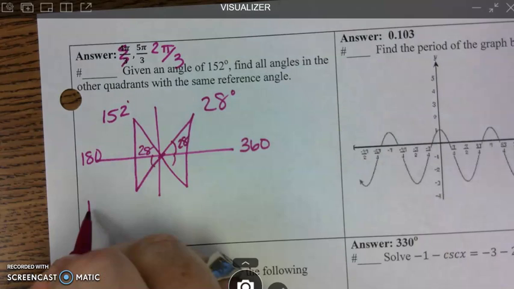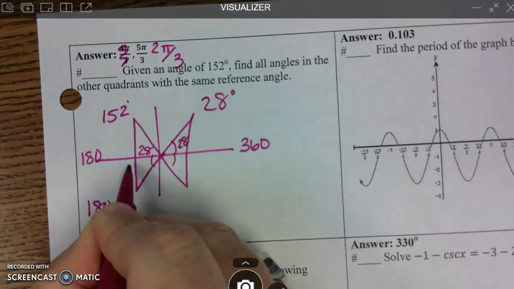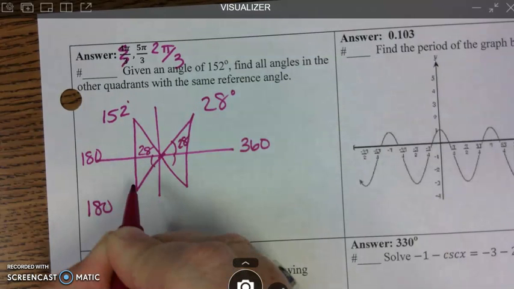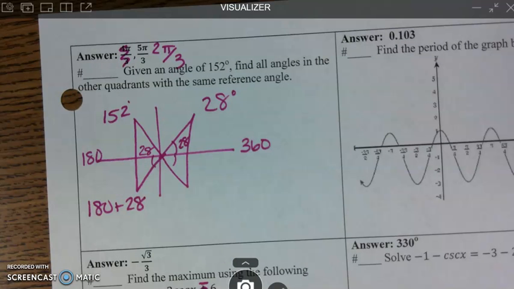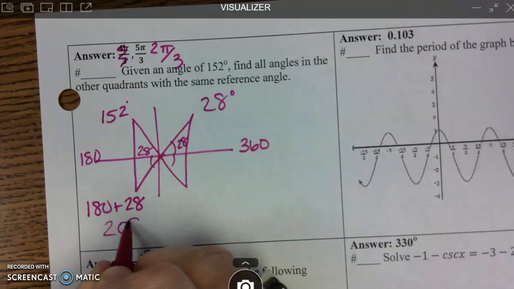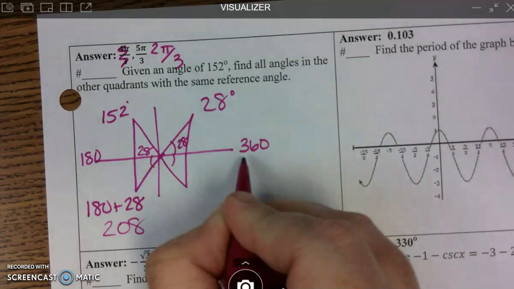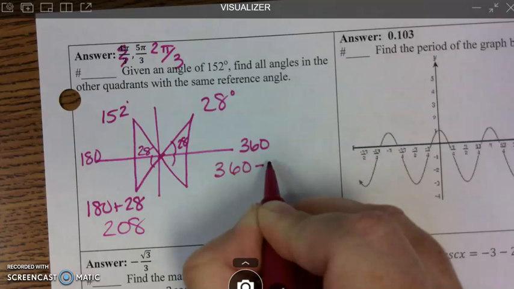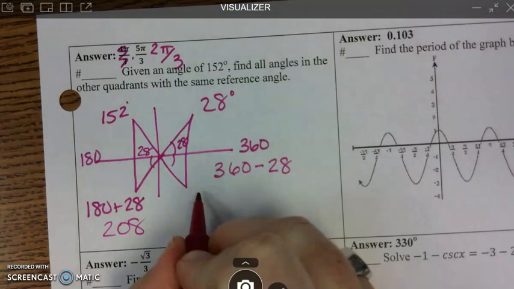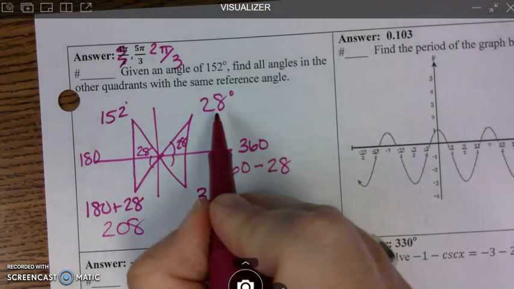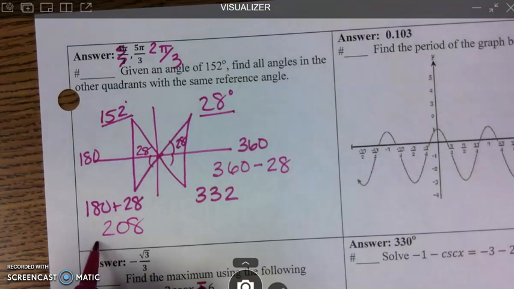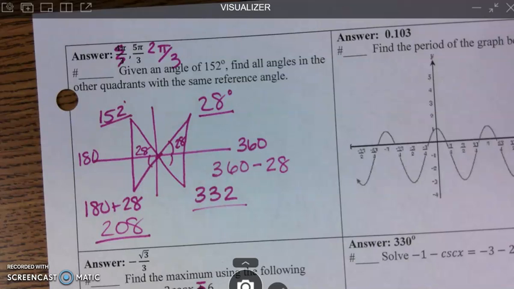So here we're going to have to do 180, because we're a little bit past 180, and we're going to add 28. So 180 plus 28. I got 208. And then we're short here, so it'd be 360 minus 28. I got 332. So 28, 152, 208, and 332. Whew. Okay.